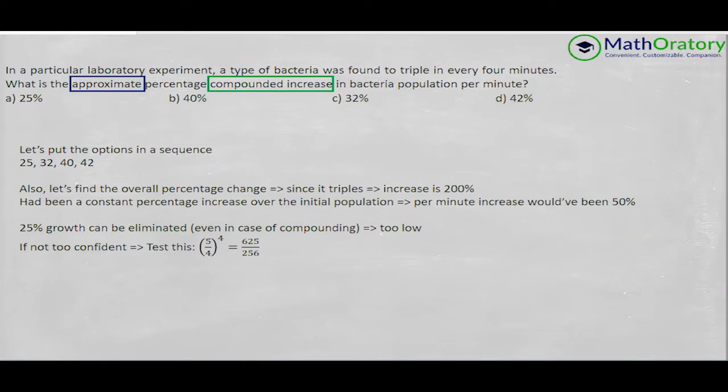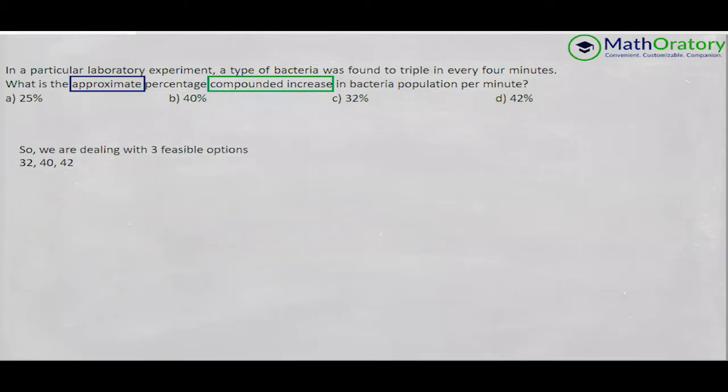Now you can easily check that this 625 is not 3 times 256, which is what we are looking for. So if the initial population had been 256, the final population is 625 according to this ratio. So 625 is not triple of 256, not even close to it. If you're not confident, you can test it out. It's not very time consuming to test this much out. So now we are left with three feasible options. I'm not saying that all of these are feasible, but something which we cannot estimate very quickly. So we have 32, 40, and 42.